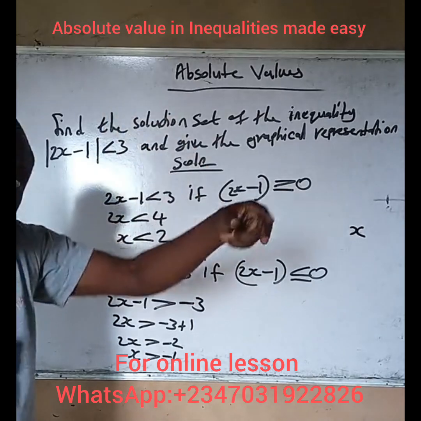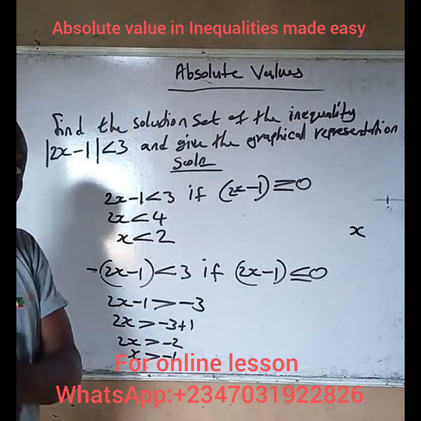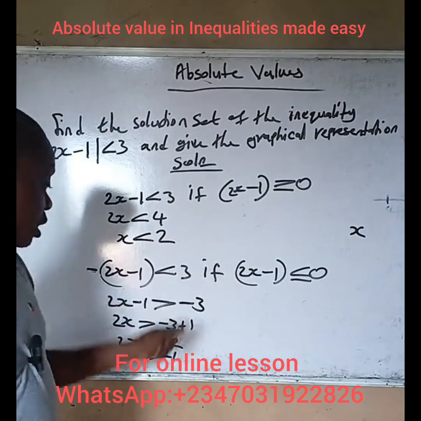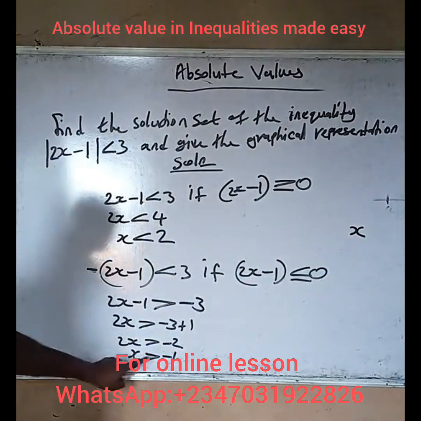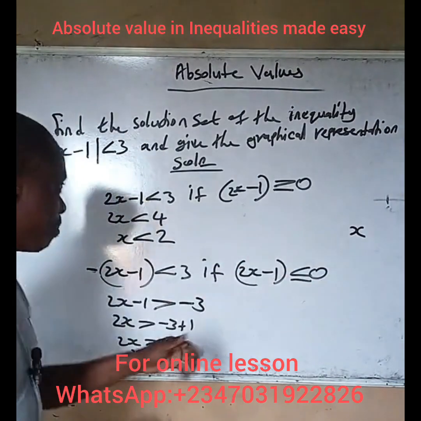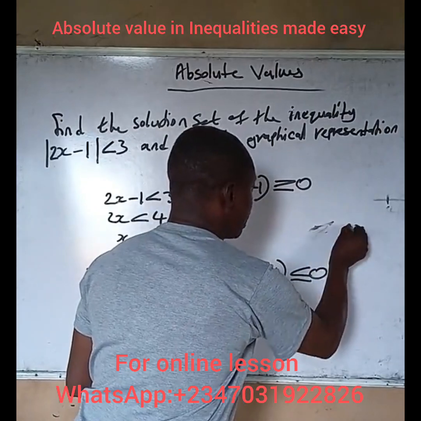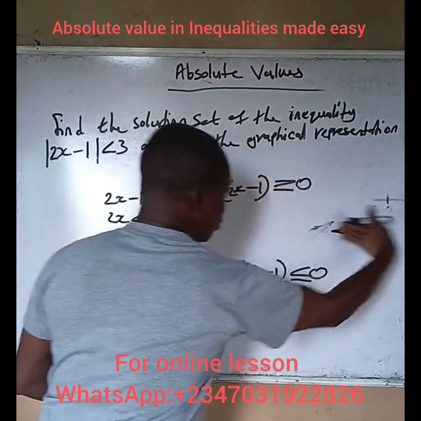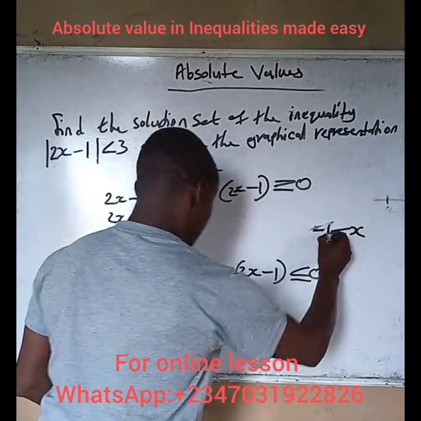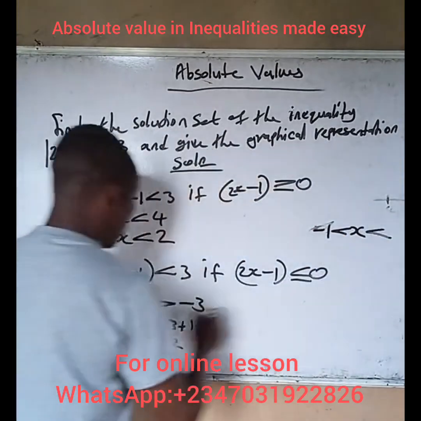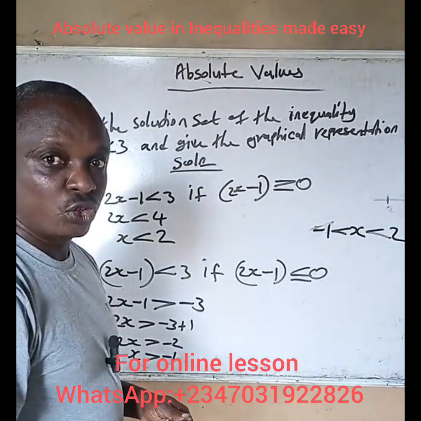But if that cannot work, if a number cannot be greater than this and less than this, then you no longer need to use and, use or. But and is what I'm using. So since I'm using and, x will be at the middle. The smaller number, which is minus 1, because x is greater than minus 1, will be here. Then you put your greater than for the x. From this side is greater than, from here is less than. So x is greater than minus 1. Then x is less than what? x is less than 2. So this will be your solution.